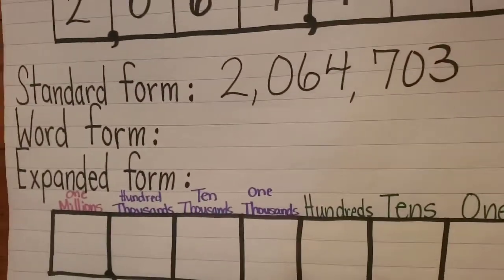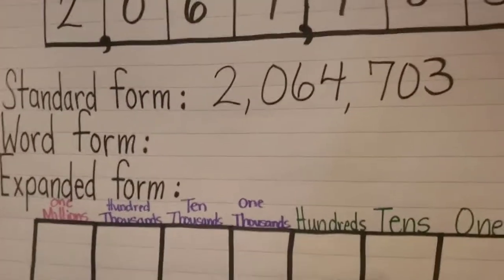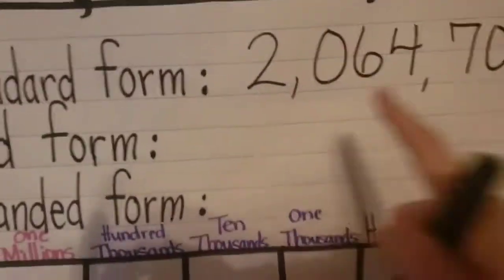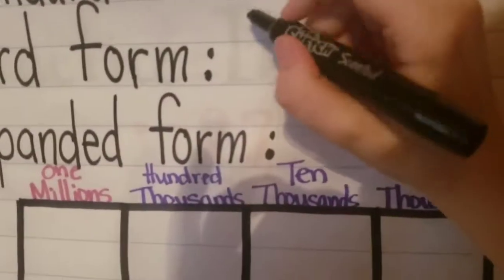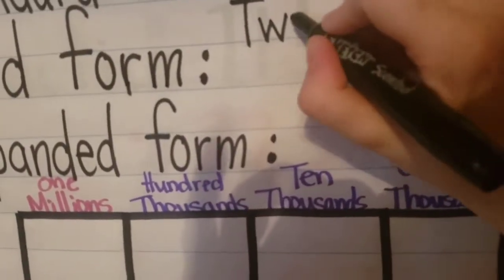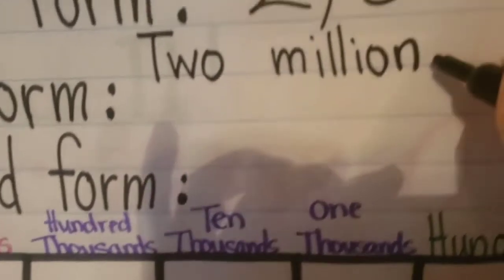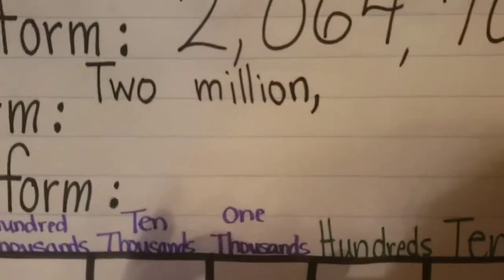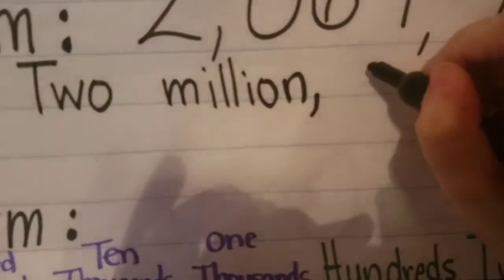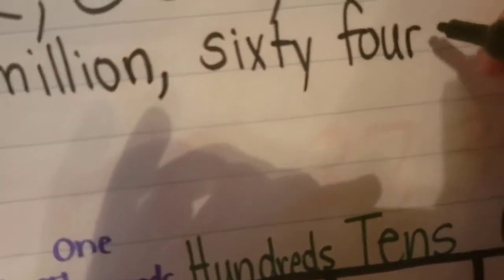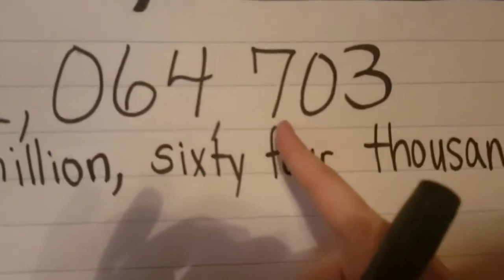Next, we have word form. That's when we use number names to spell out this number using words. So a little bit tricky here. This is a long one. So we start with the biggest place values. We have 2 million. So I'm going to write 2, T-W-O, million. And just like I have a comma in my number, I'm going to put a comma in my word form. 2 million. Next, I have 64,000. Comma, just like in my number, and the last part, 703.